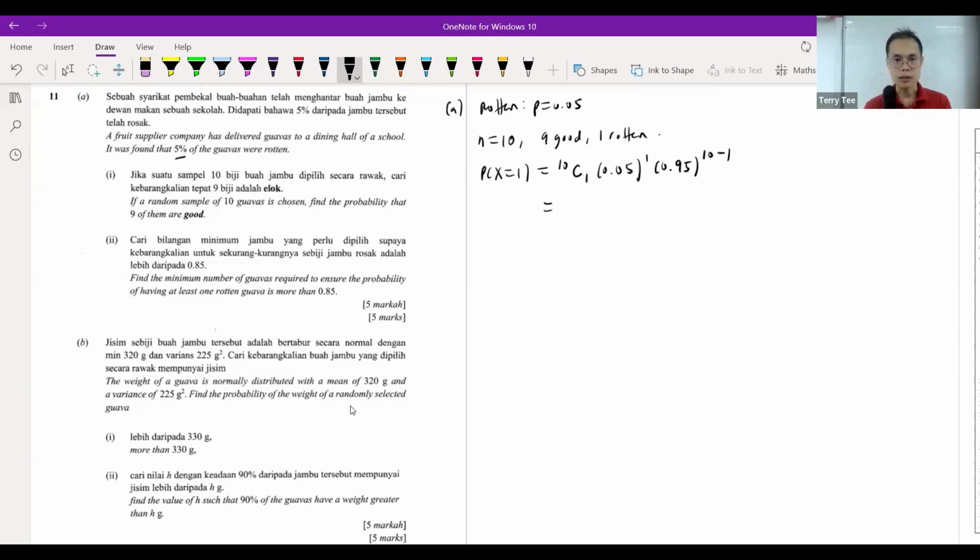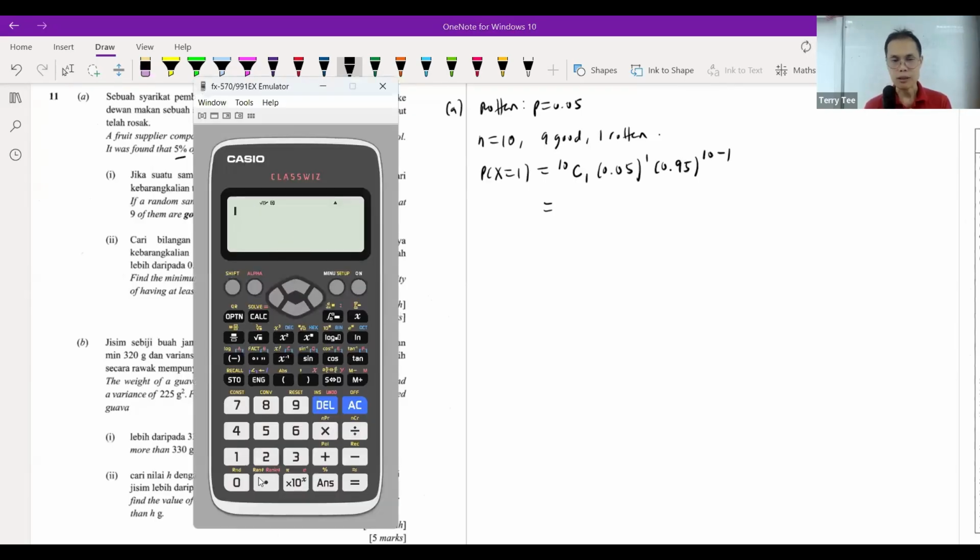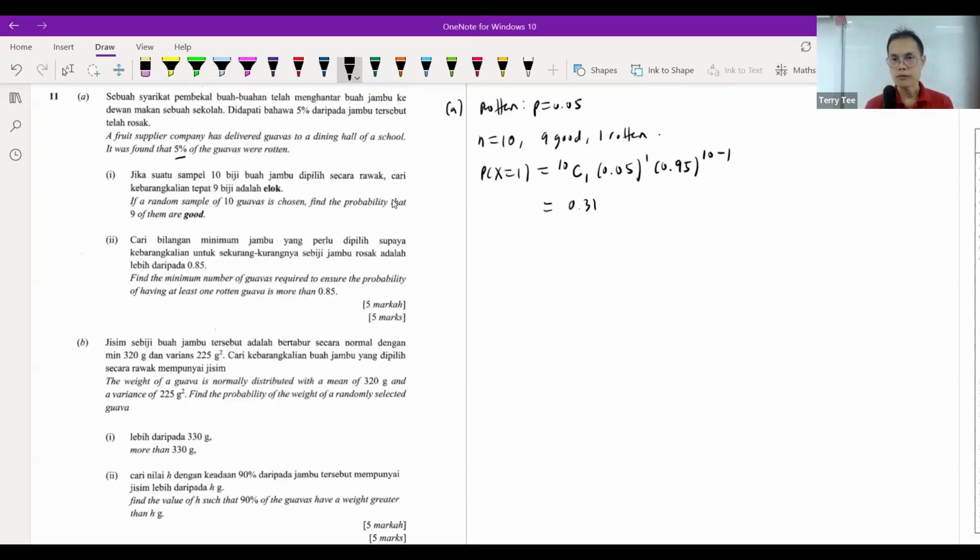Now you can choose to use your calculator. Normal way, type in directly. That is 10C1, 0.05 and 0.95 power 9. This is one way of typing. 0.3151. Yeah, 0.3151.